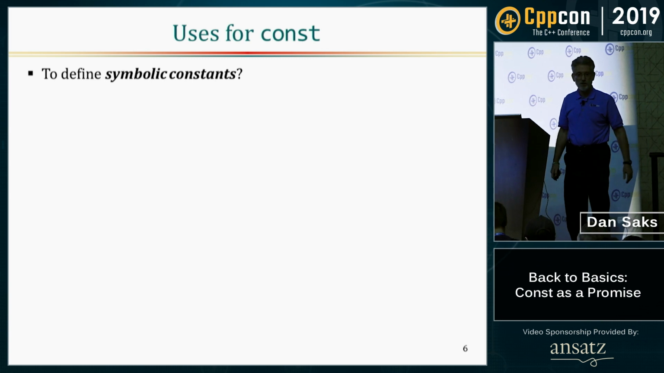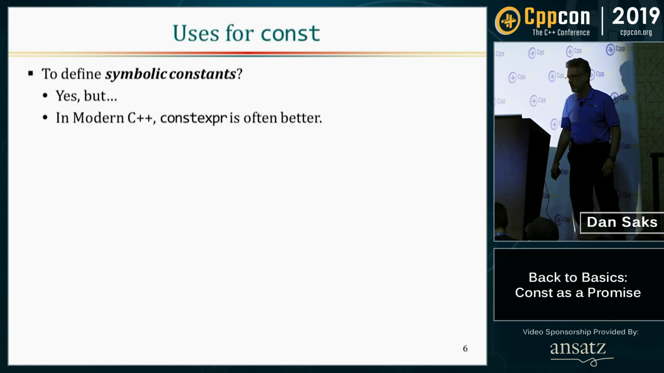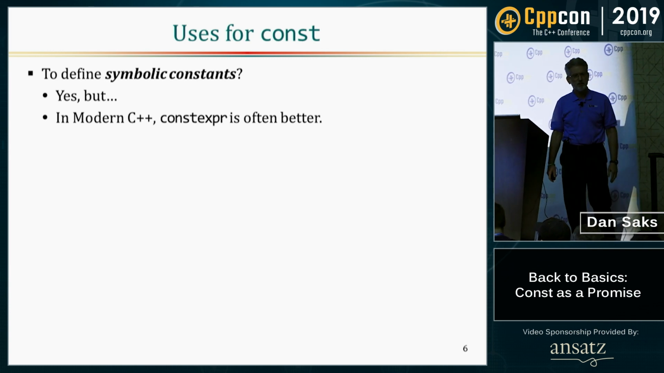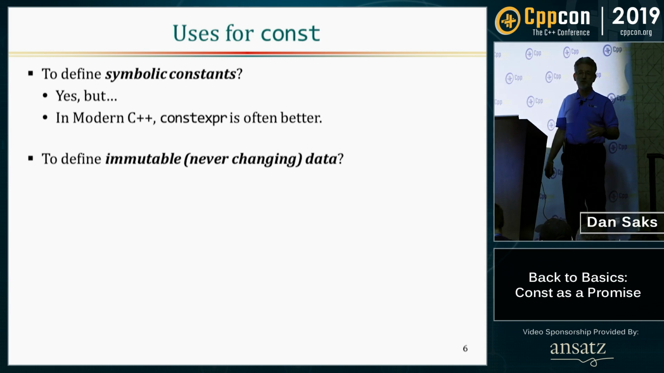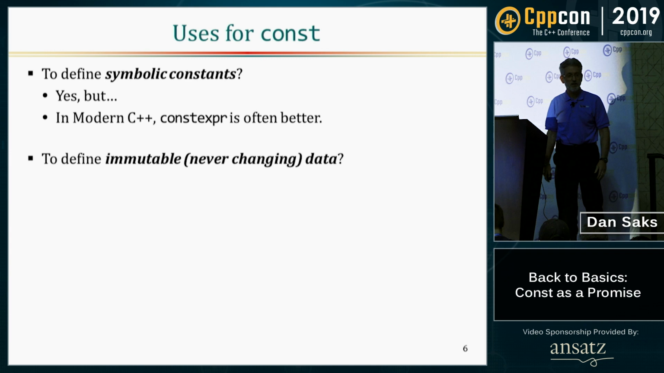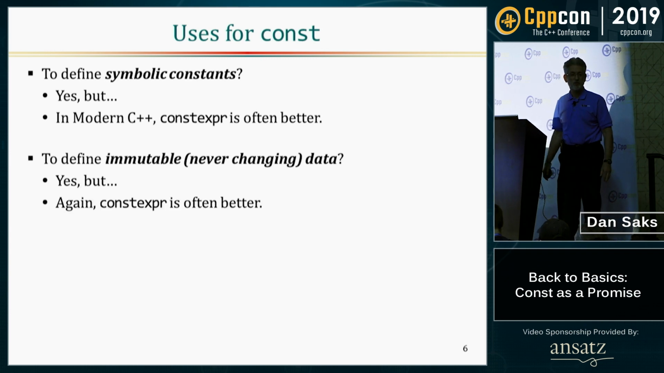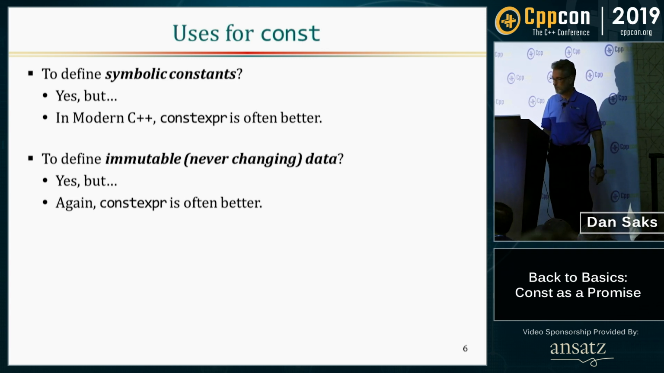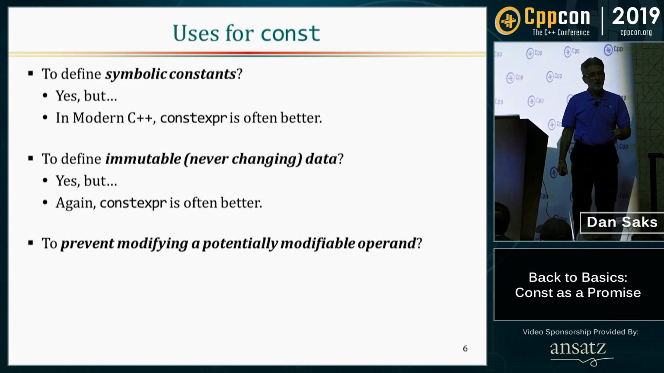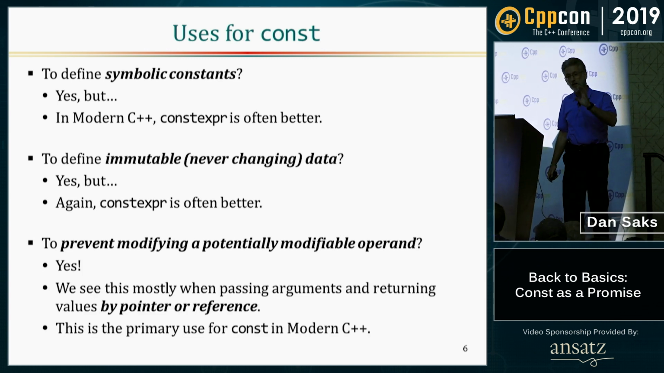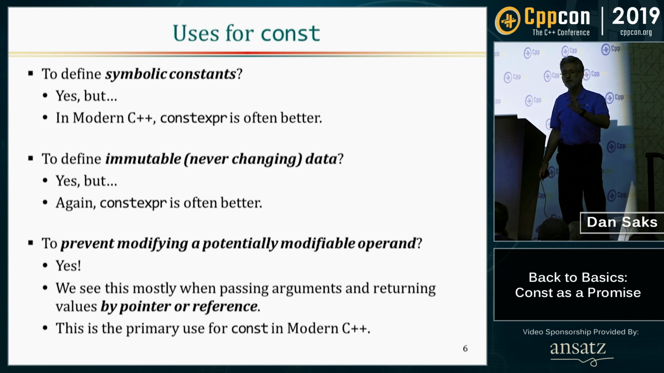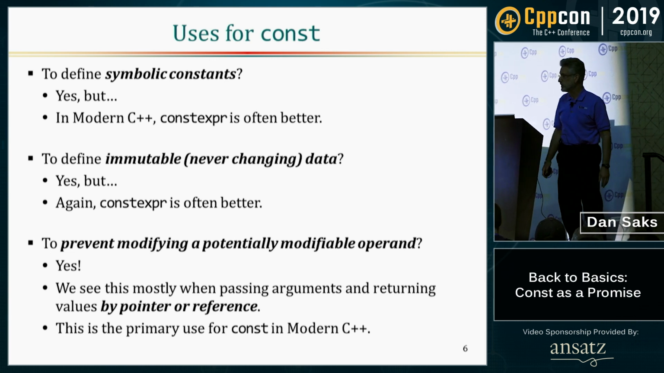So what are the uses for const? Well, one of them is to define symbolic constants, but it turns out now in modern C++, constexpr is often a better choice for doing that. Also, to define immutable data, something where you say, I want this piece of data to never change. Well, it turns out constexpr is also kind of bumping const aside here as well. So what's left? What's left is being able to prevent the modification of data that's already modifiable. And in my opinion, this is what const really is useful for in modern C++. That's what we're going to be focusing on.